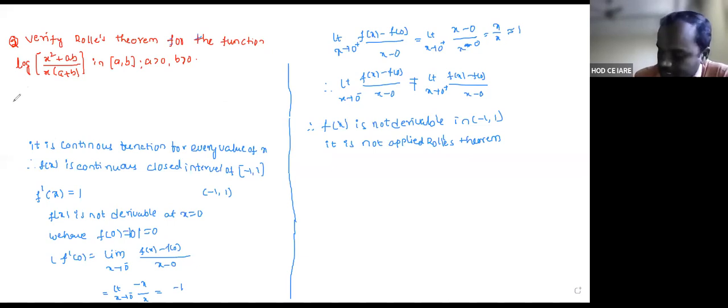Given, verify Rolle's theorem for the function log of x square plus ab by x of a plus b in the closed interval of a comma b, where a is greater than 0 and b is greater than 0, a and b are positive. So this is the verification of Rolle's theorem.